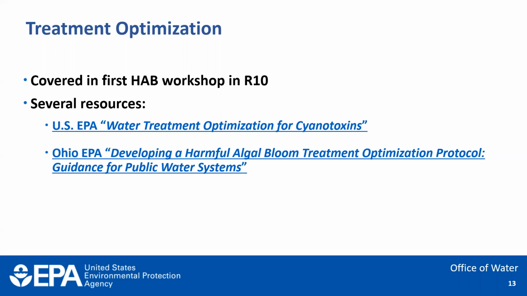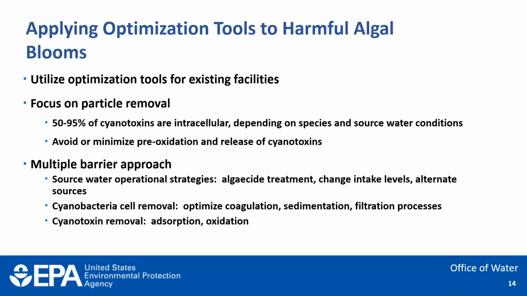And there are several resources out there for what treatment is effective in what situation. So the US EPA has authored a document called Water Treatment Optimization for Cyanotoxins. It has a lot of the information that Bill and Larry covered this morning. And then Ohio EPA also has a protocol for optimizing treatment. So these are hyperlinked. You can go and download these documents, or if you have any issues, I'm happy to send them to you. So there's plenty of resources out there for optimizing treatment. So applying the optimization tools for harmful algal blooms.